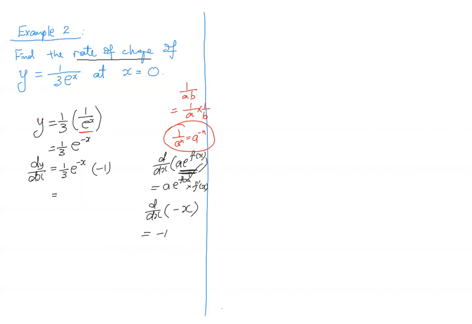You have to learn. So this one I write as -1/3 e to the power x. Can or not? Yeah, can. So therefore, when x equal to 0, dy/dx will be equal to -1/3 e to the power 0. So what is e to the power 0? The answer is 1.